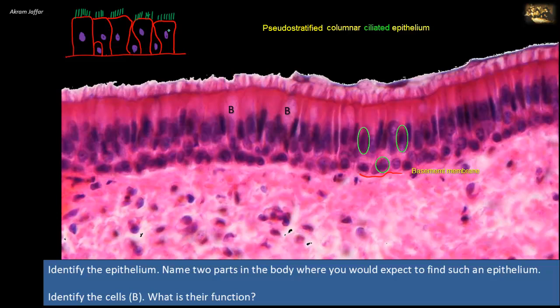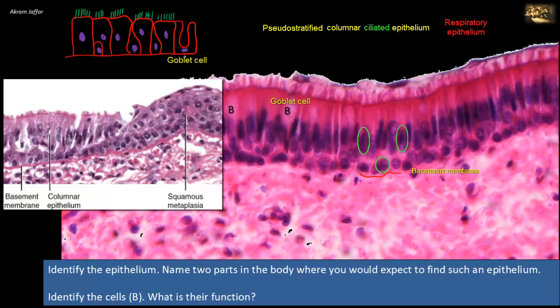The cell B is a goblet cell. It is also a columnar epithelial cell, but secretes mucus. These goblet cells are interspersed among ciliated cells. They accumulate mucigene granules, which will be washed out during H&E preparations, resulting in a clear area in the upper part of the cytoplasm. This pseudostratified columnar ciliated epithelium with goblet cells is the typical respiratory epithelium that lines conducting airways, such as nose, nasopharynx, trachea, and bronchus.